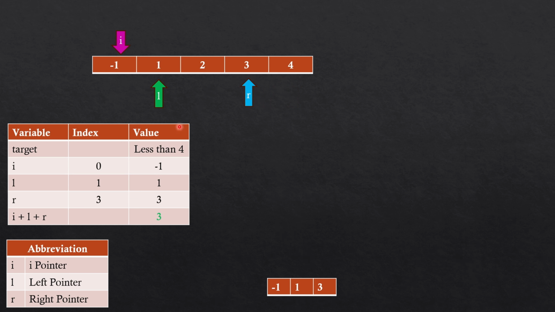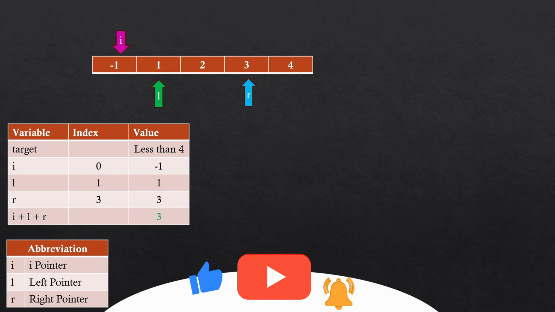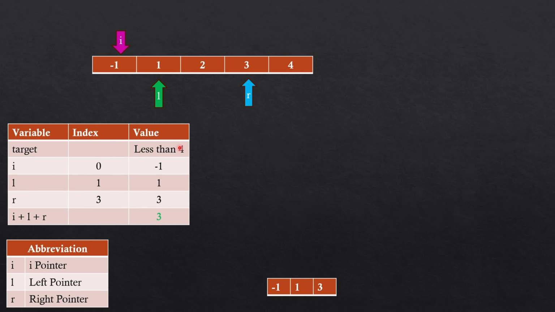And then we will update our table. The R pointer is at index 3 and it has a value 3. If we sum them up, we get the result 3, which is less than 4. So we have found our first triplet, which contains the values -1, 1 and 3. If we sum them up, the result is 3, which is less than 4.